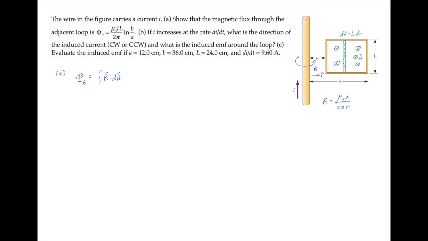If we return to our expression for the magnetic flux, we see that B dot dA simplifies to B times dA because B is parallel to the differential area vector, and we can substitute our expression for B and for dA. When we integrate from r equals A to r equals B, we obtain the expression we were asked to find. The magnetic flux is mu naught IL over 2 pi times the natural log of B over A.